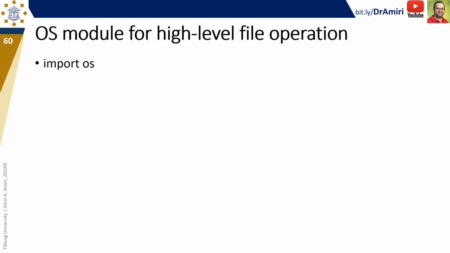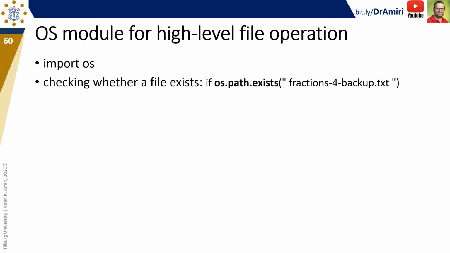Note that we also need some high-level file operations. For example, we want to remove a file from the hard disk, or we want to remove a folder from the hard disk. For these kinds of high-level operations, you need to import the module os. For example, if you want to check if a file exists, you can use os.path.exists and provide the full name of the file.